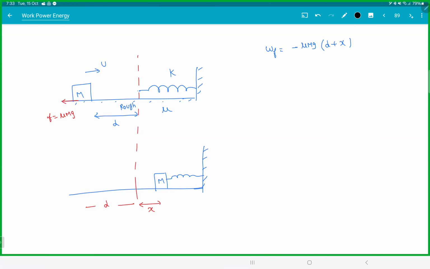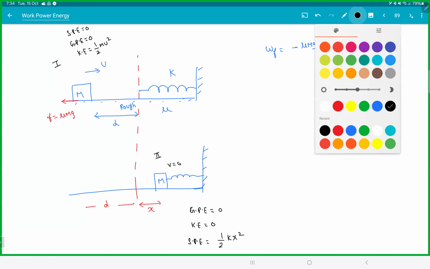State 1, state 2. State 1: gravitational potential energy is 0, I'm taking the ground as reference. Kinetic energy is half m u square. Spring potential energy is also 0. State 2: gravitational potential energy is 0, same level. Velocity is 0 because it's maximum compression, so kinetic energy is 0. Spring potential energy is half k x square.